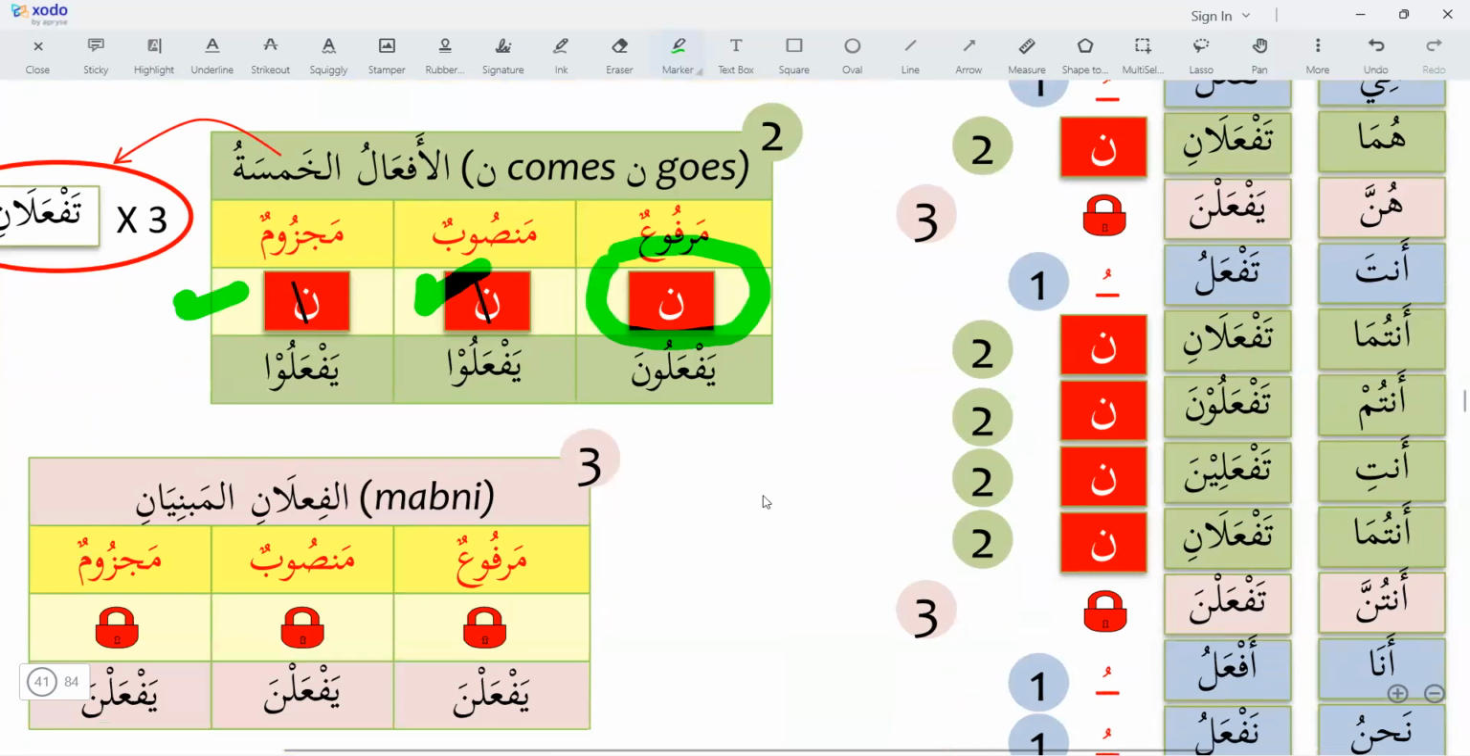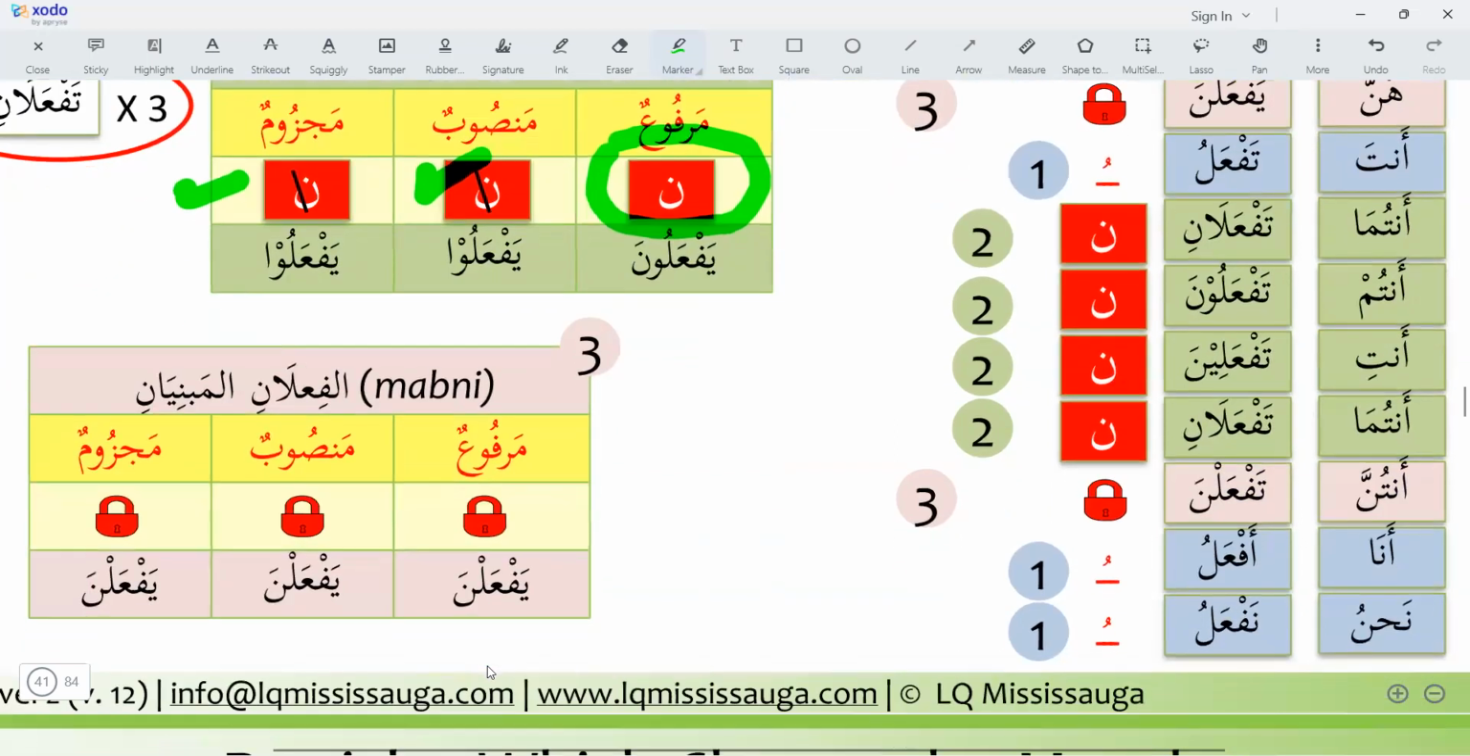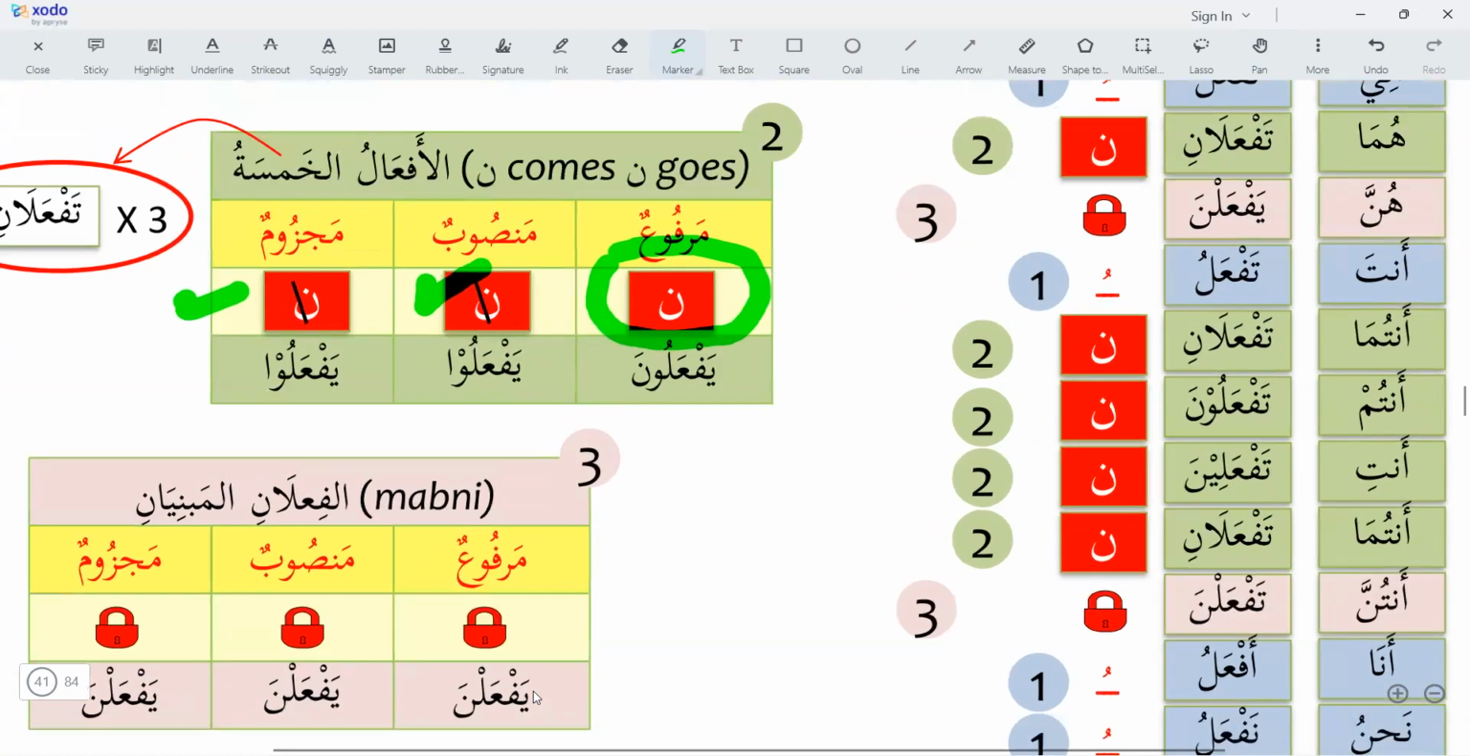And there was the third: they are mabni. Al-fi'lanil mabniyani, two verbs are mabni. Yaf'alna, so they don't change. Yaf'alna will remain yaf'alna when it is mansub, and when it is majzoom, it will remain unchanged. So these are three categories.